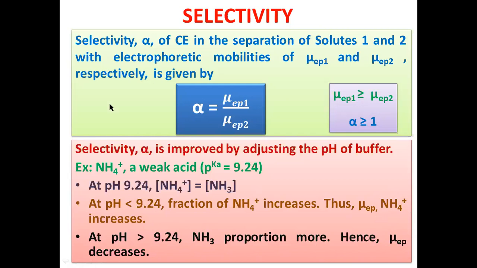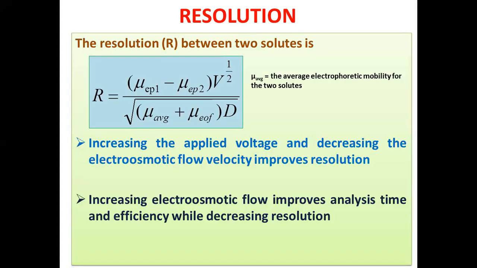Like this, the selectivity for the separation in electrophoretic operation can be achieved by playing with the experimental conditions such as pH or ionic strength. Similarly, the next factor is going to be resolution.